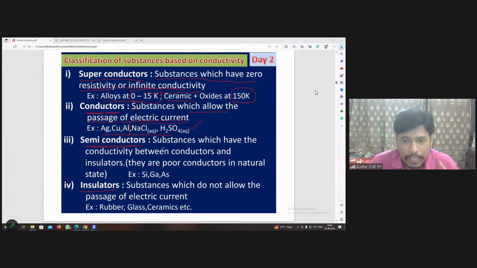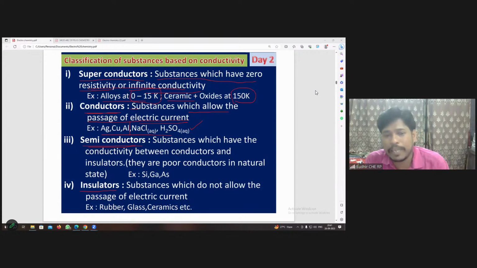Very carefully, you need to understand this. Semi means partial. It is not acting as an insulator, nor as a full conductor. Partial conduction property is exhibited by these types of materials or substances. That's why we are calling them semiconductors.